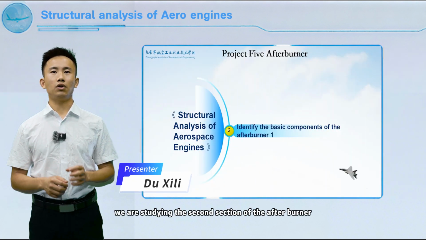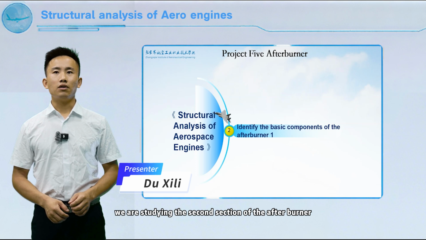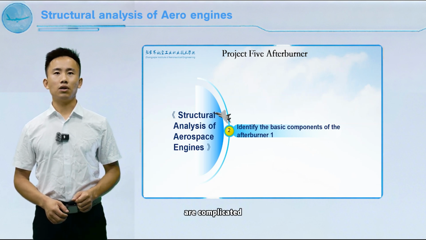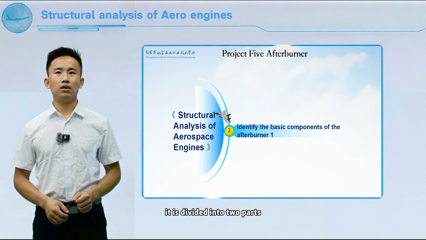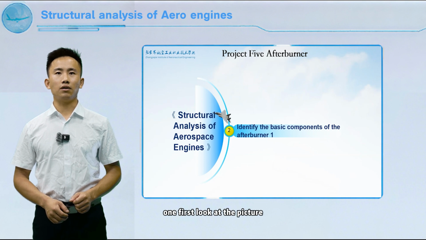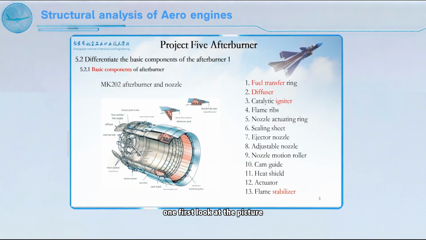In this class we are studying the second section of the afterburner. Because the basic components of the afterburner are complicated, it is divided into two parts. The first part is to distinguish the basic components of the afterburner 1. First, look at the picture. Taking the MA202 afterburner and nozzle as an example, some basic components are listed.